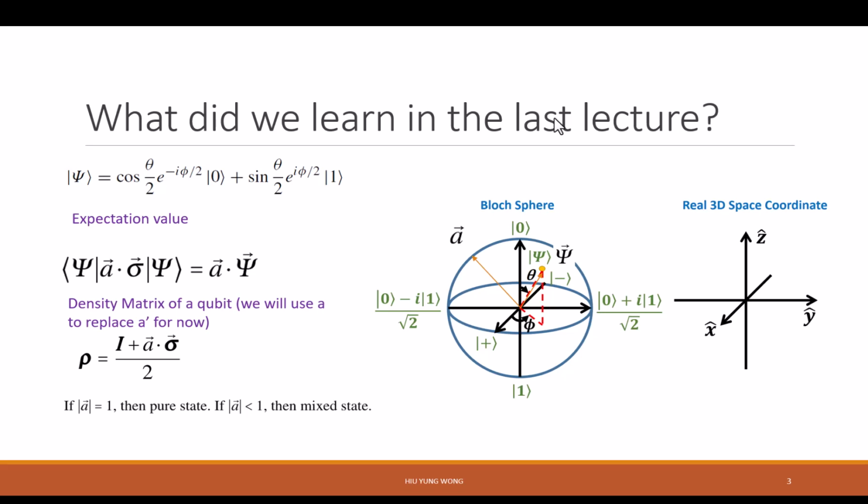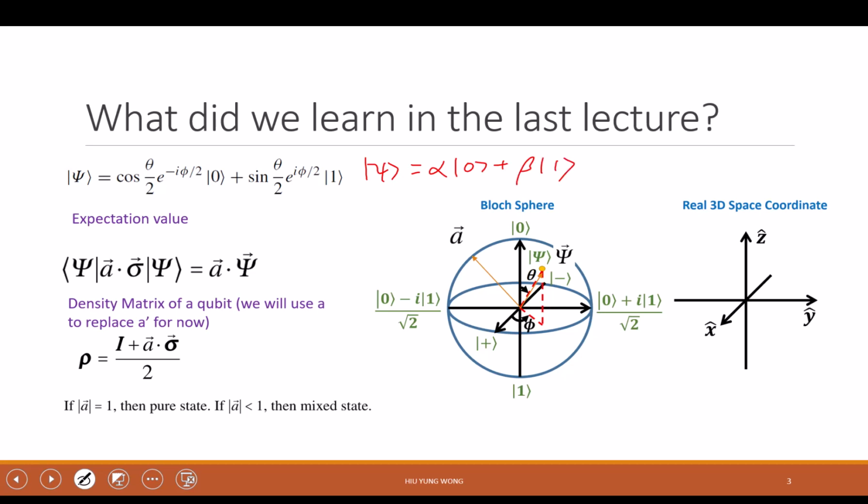Here's something I want to review with you a little bit more. In the last lecture, we talked about how any single qubit state can be represented like this on the Bloch sphere. Again, this is a general expression for a qubit: psi equals alpha 0 plus beta 1.